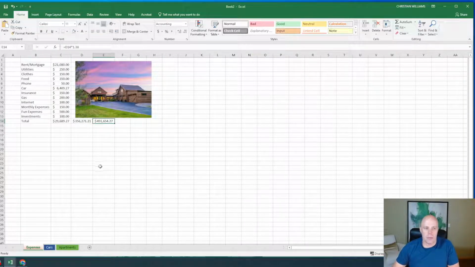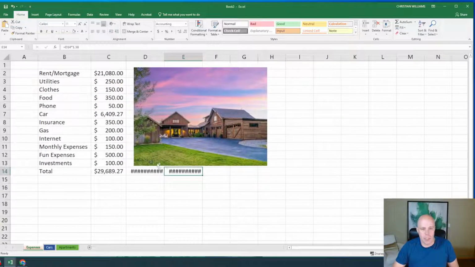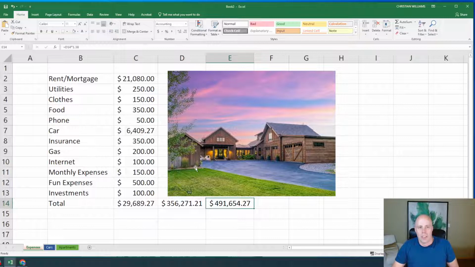But here's the problem. I need 490, well, I'll tell you why I don't need that. If I had a salary, I'd need $491,000 to do this. Let me just zoom in on this so you can see it better. But I'd need $491,000 in order to do this. But I don't actually need that.